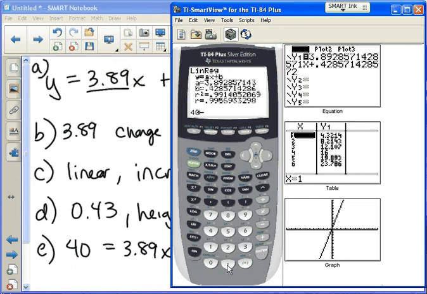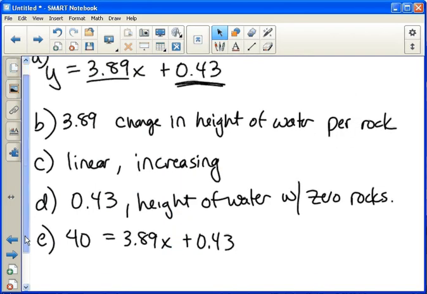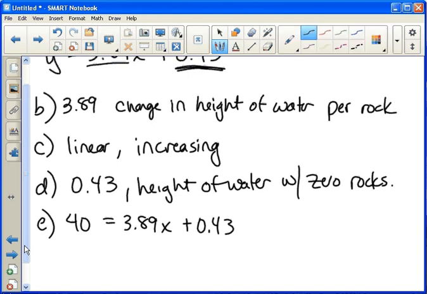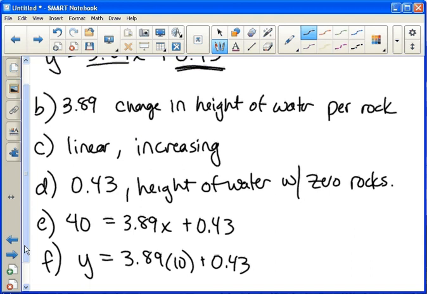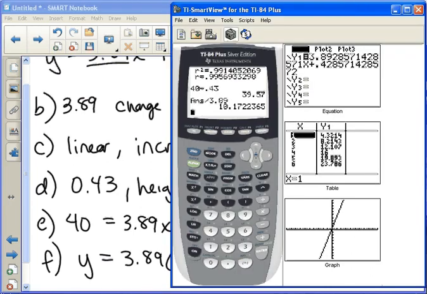10.17. Okay, and then finally F says using that same equation, determine the height of the water when 10 rocks are placed in the pitcher. So you're trying to find y if you plug in 10 for x. So 3.89 times 10 plus 0.43. You get 39.33. Anything in that ballpark is going to be good.